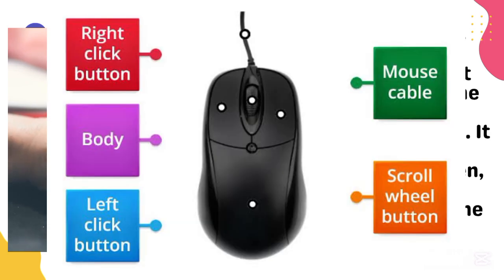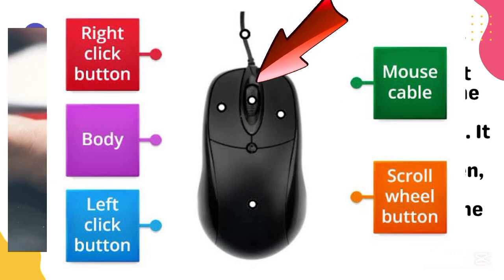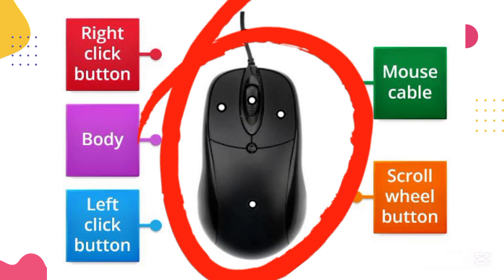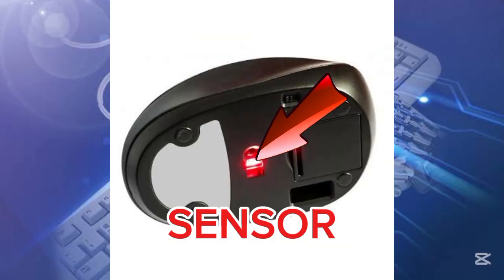Parts of the mouse. The left button is used for selecting and clicking. The right button is for opening menus and options. The scroll wheel lets us move up and down a page. The body is the part we hold in our hand, and the sensor at the bottom detects the movement.